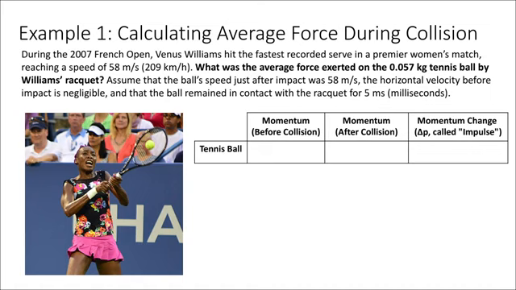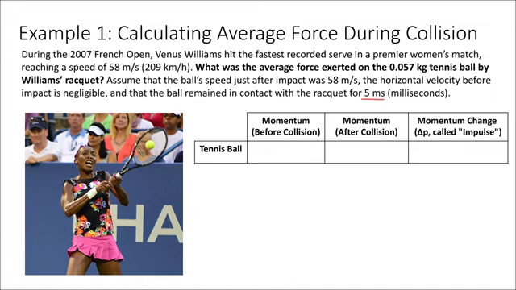In other words, we don't need to consider the fact that the ball might have been moving horizontally before the serve. It's just a serve. And that the ball remained in contact with the racket for 5 milliseconds. That's important. Well, if we're looking for the average force on the tennis ball, and we have information about the speed and mass, it'll make sense here to apply our idea of impulse, a change in momentum, and how it relates to net force and time, as we saw before.